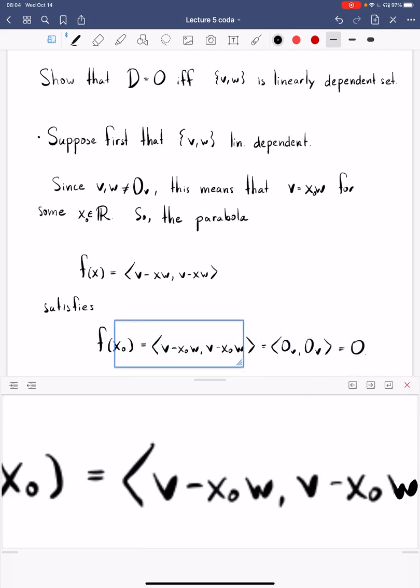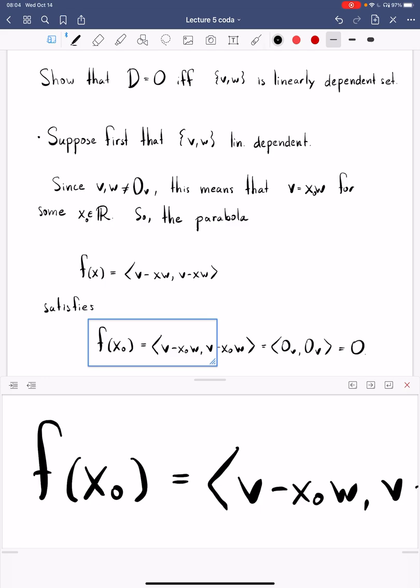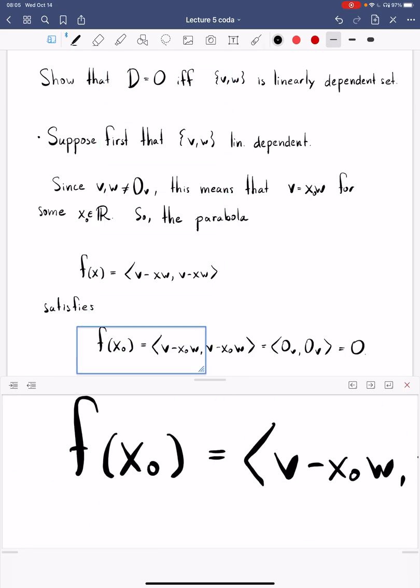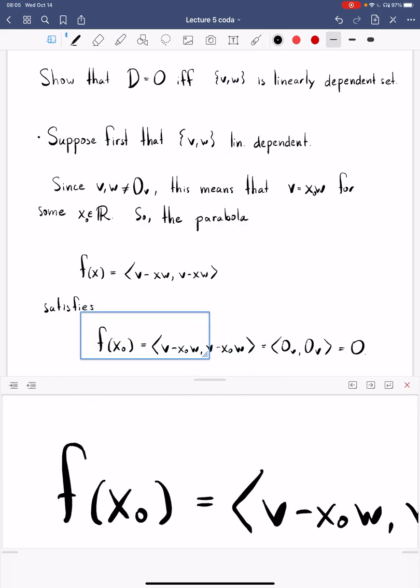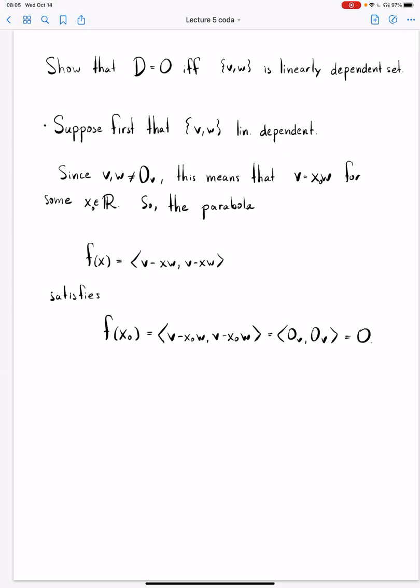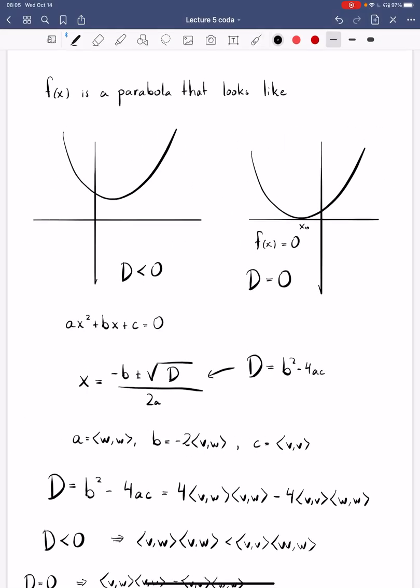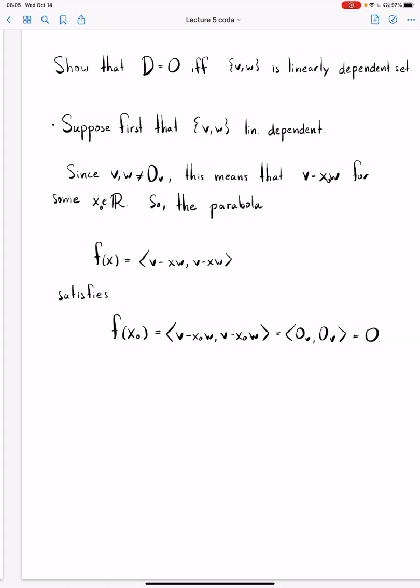Okay, so that says that actually if v and w are linearly dependent, then the discriminant of this quadratic equation actually is equal to 0 because there is a solution to f of x equals 0, right? So that means that we're actually in this D equals 0 case. Okay, so that's one direction.